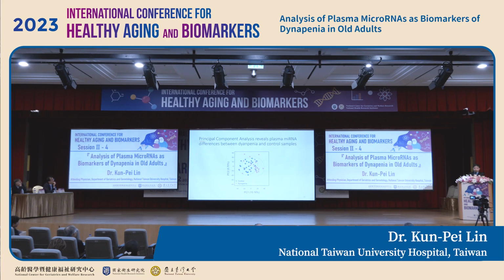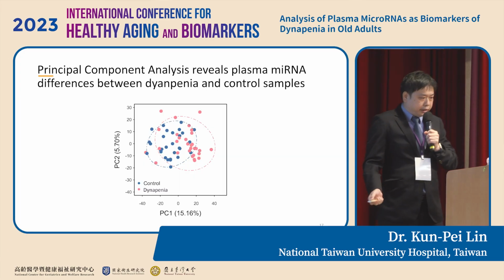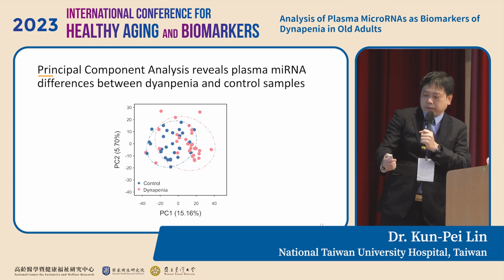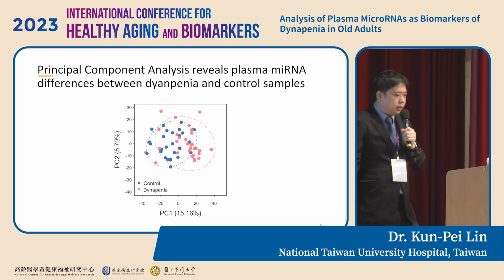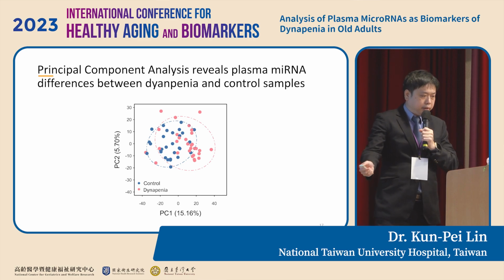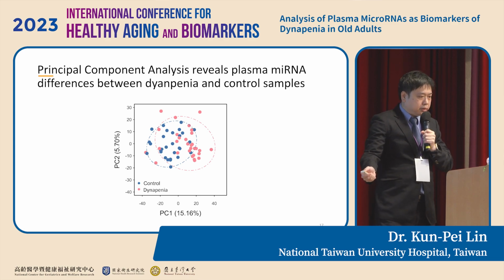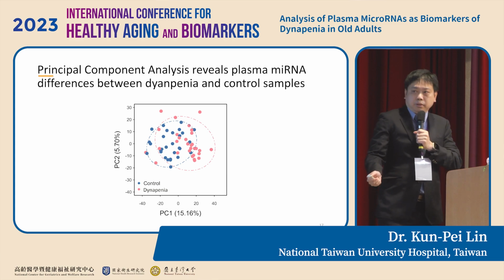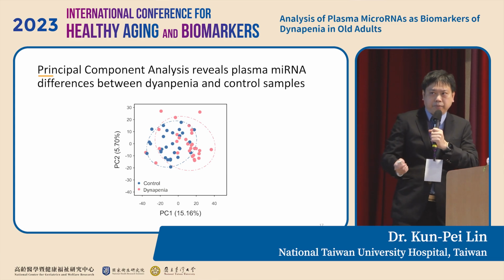The principal component analysis reveals plasma microRNA differences between the Dynapenia and the control samples. In this principal component analysis, we can see the distribution of the two principal components, PC1 and PC2. There are still some differences in the distribution of the blue dots. Blue dots represent the control group, and the pink dots represent the case group. So these two groups have significantly different distributions.